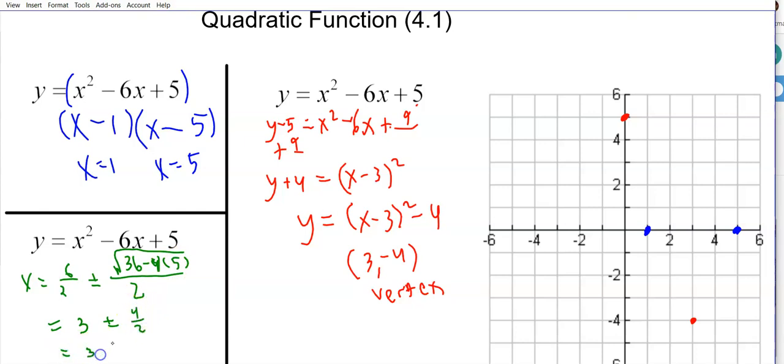So this is going to be 3 plus or minus the square root of 16, which is 4, over 2, which is 2. So 3 plus or minus 2, which is really two different answers. 3 plus 2 is 5, and 3 minus 2 is 1. So we get the same two answers that way as well.